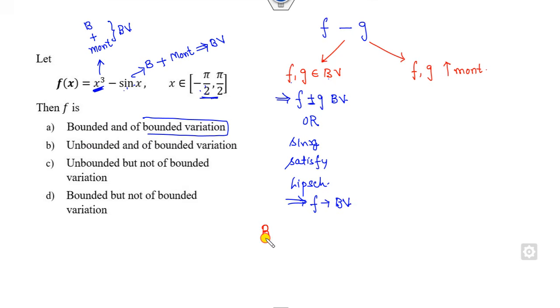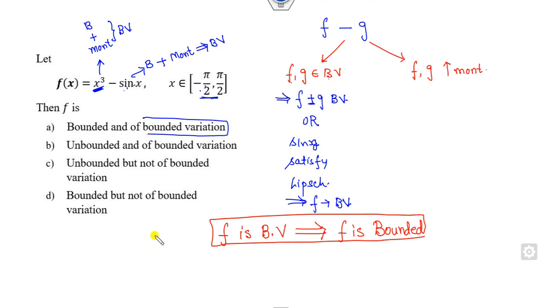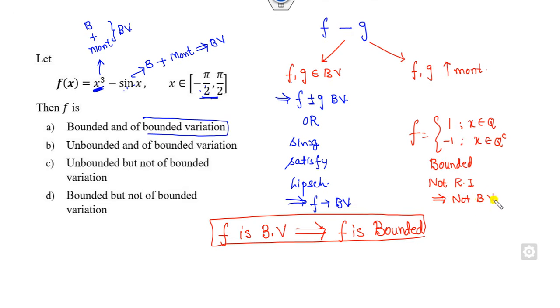Now another point: if f is of bounded variation, it implies f is bounded, but the converse need not be true. As I already gave you several examples, like here 1 if x is in Q, minus 1 if x is in the Q complement. Clearly this is bounded, but it is not Riemann integrable. If it is not Riemann integrable, it means it is not of bounded variation. So the converse need not be true.